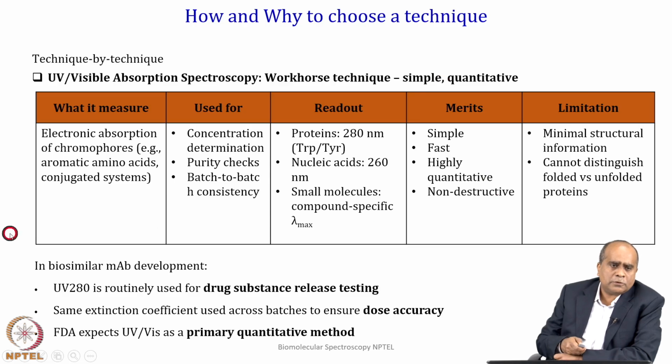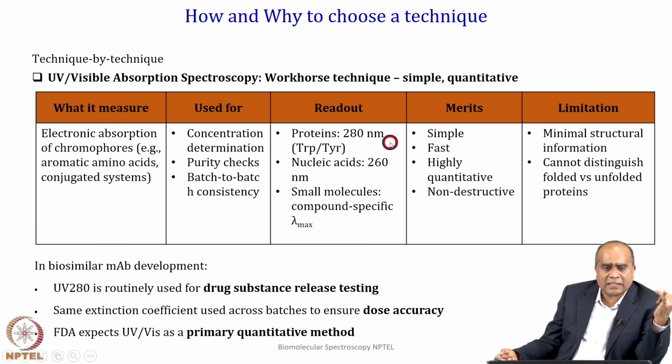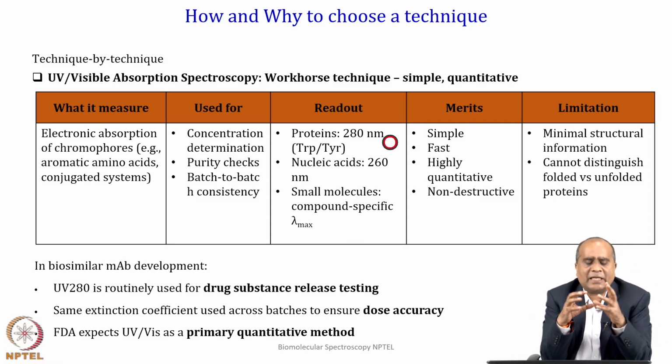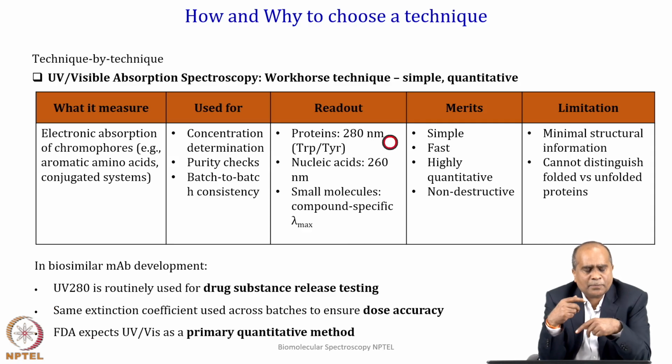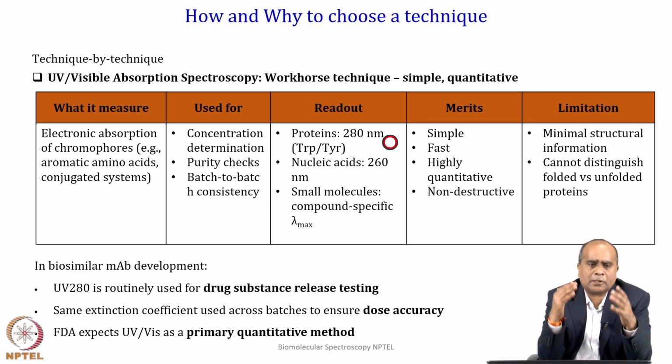So, suppose you are working with a company which is developing biosimilars, a biosimilar monoclonal antibody. In those cases, there are two things: drug substance and drug product. Drug substance is the actual drug molecule, and drug product is when you mix with excipients and optimize the buffer, the stability, ionic strength and all those, that becomes drug product. So, DS is drug substance, DP is drug product, right.